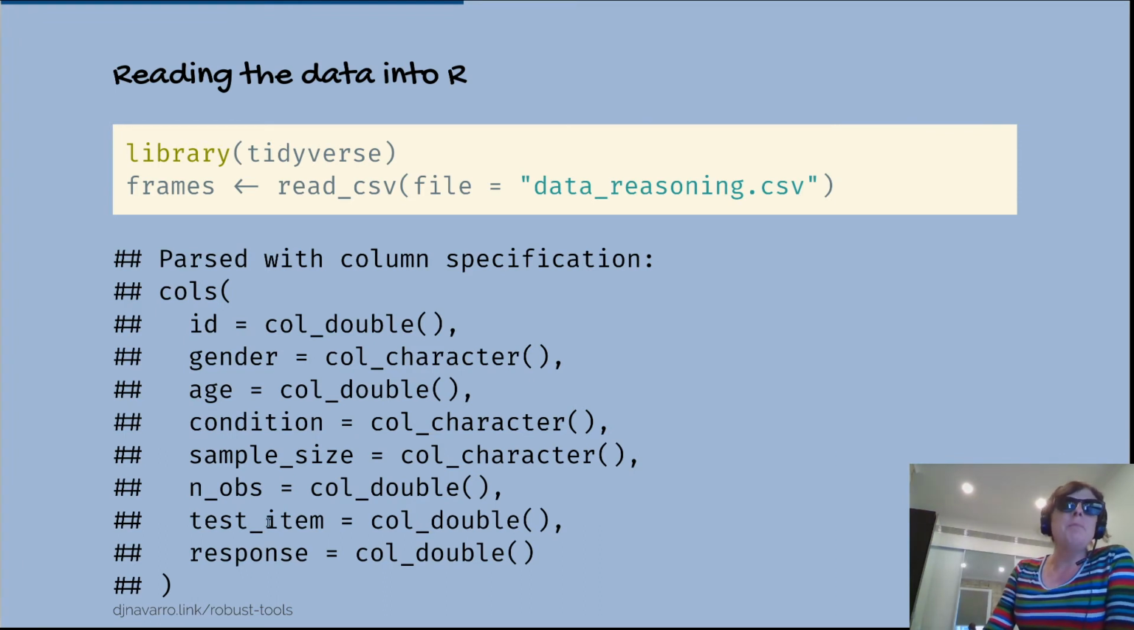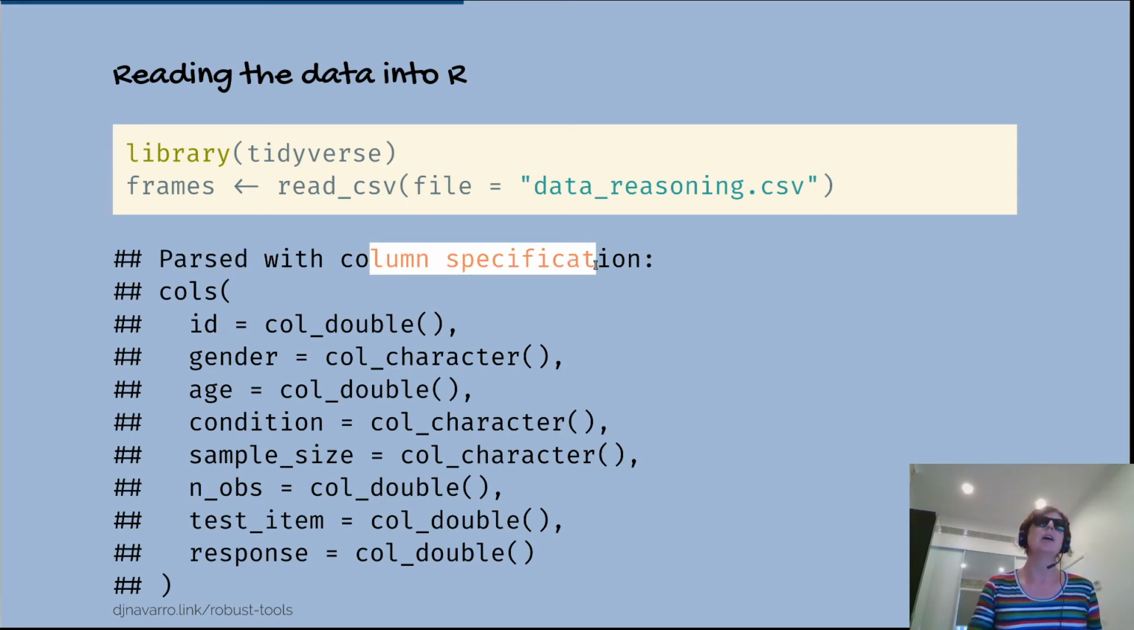Okay, so what to look at here is we're saying, okay, this has been parsed with column specification. So parsed here just means we've read it. With column specification means it's looking through my CSV file, a comma separated value file, going through column by column, and trying to guess what kind of variable is in each column.